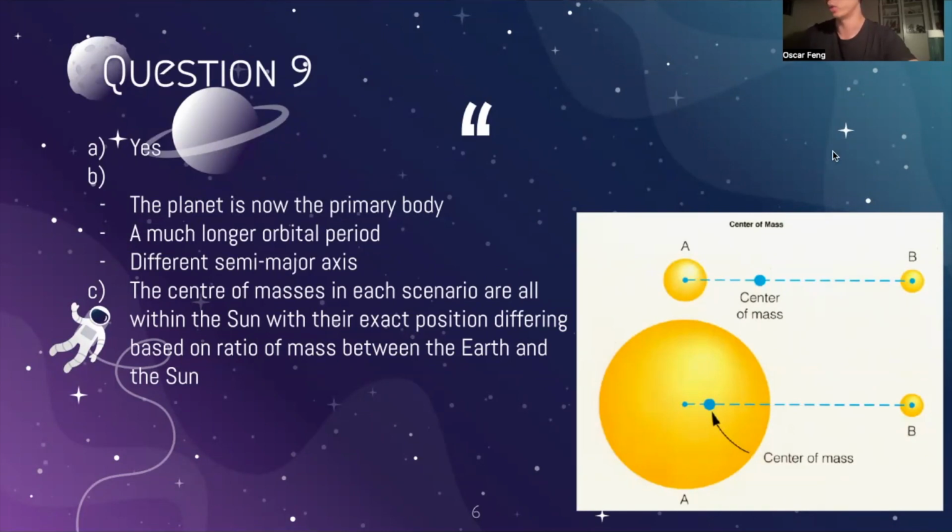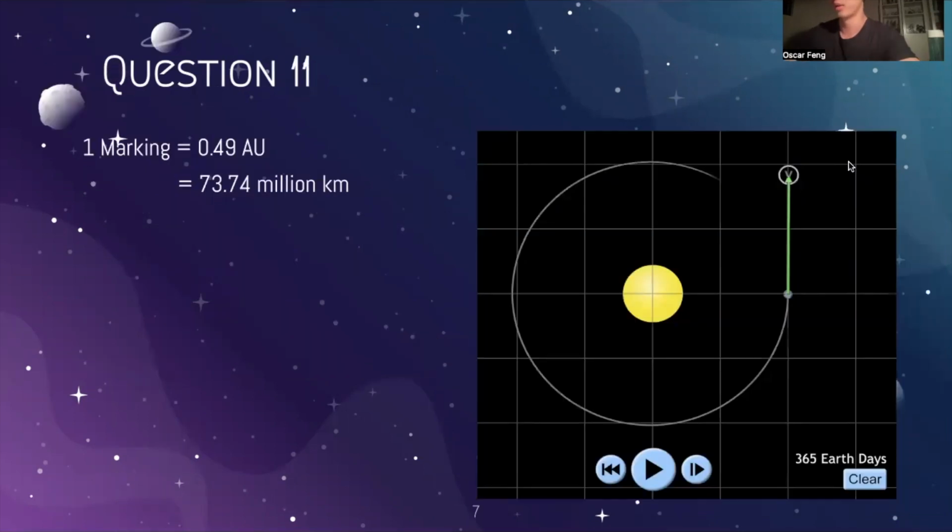Doubling the mass of the Earth would cause the center of mass to creep closer towards the Earth, but this effect is still negligible, with the center of mass still remaining inside the Sun. Conversely, say we double the mass of the Sun, we can see the center of mass moving even closer to the center of the Sun. With the grid lines turned on, each marking represents roughly 0.49 astronomical units, which also approximately equates to 73.74 million kilometers.